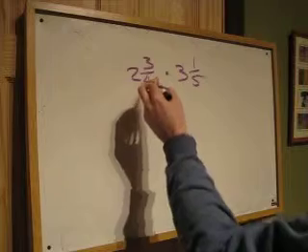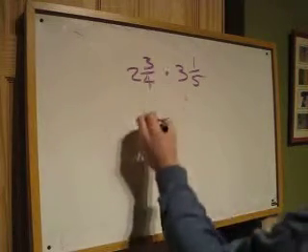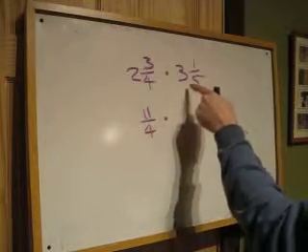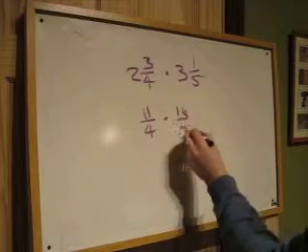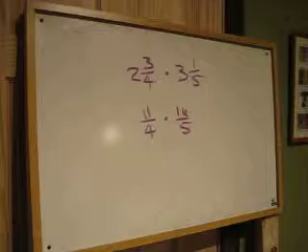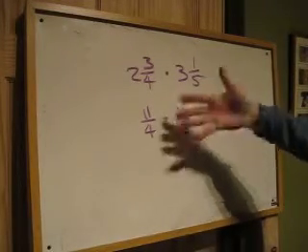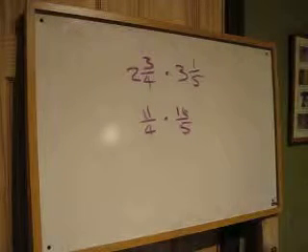So we're going to take this 2 3/4 and change it to 2 times 4 is 8, 9, 10, 11 over 4. We're going to do the same thing with 3 1/5. 3 times 5 is 15, 16 over 5. Okay, now we can multiply. We couldn't multiply when we were doing mixed numbers. Now that we have fractions, in this case improper fractions, we can go ahead and multiply.